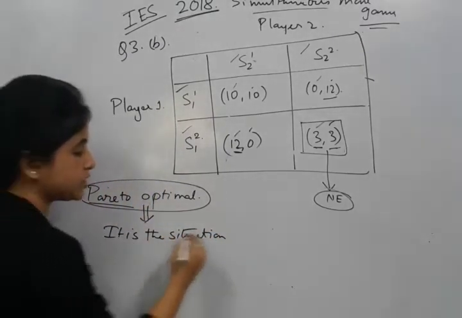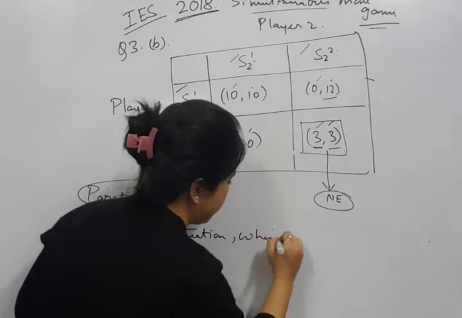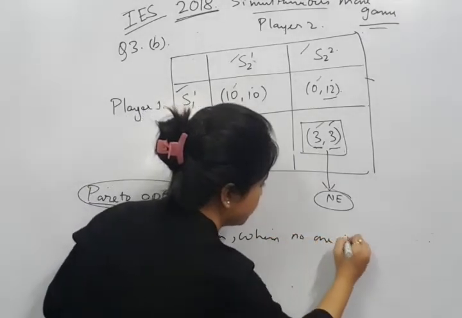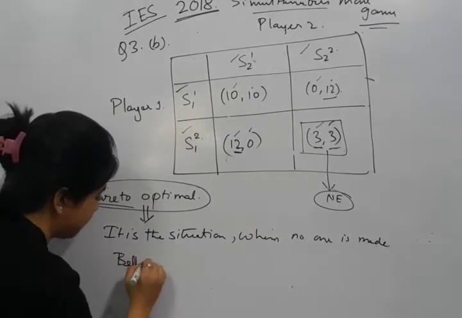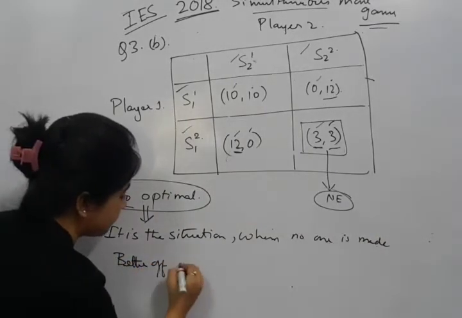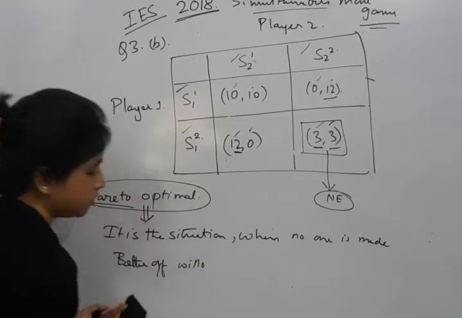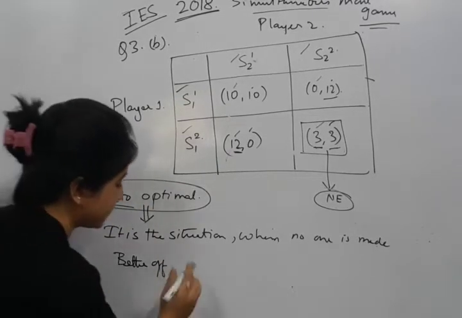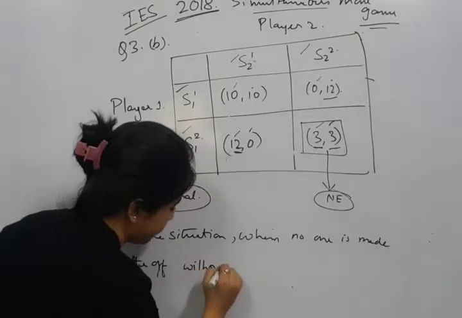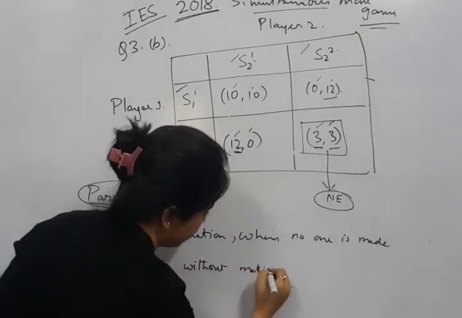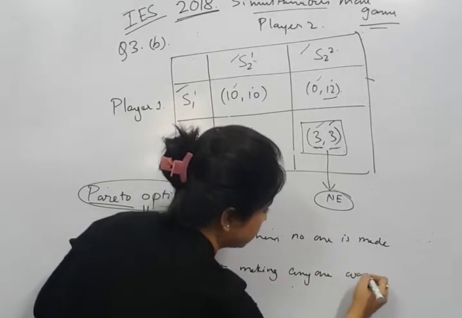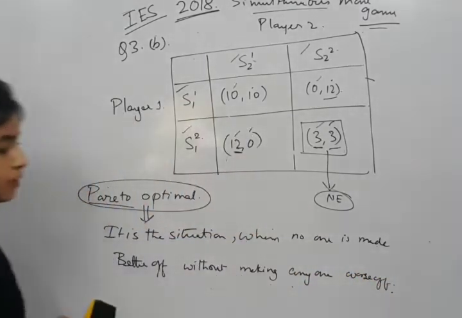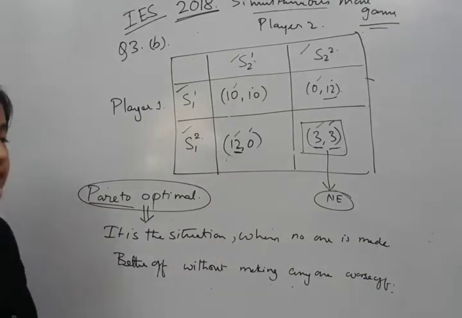it is the situation where no one is made better off without making anyone worse off. Okay, so this is the basic definition of Pareto optimality.